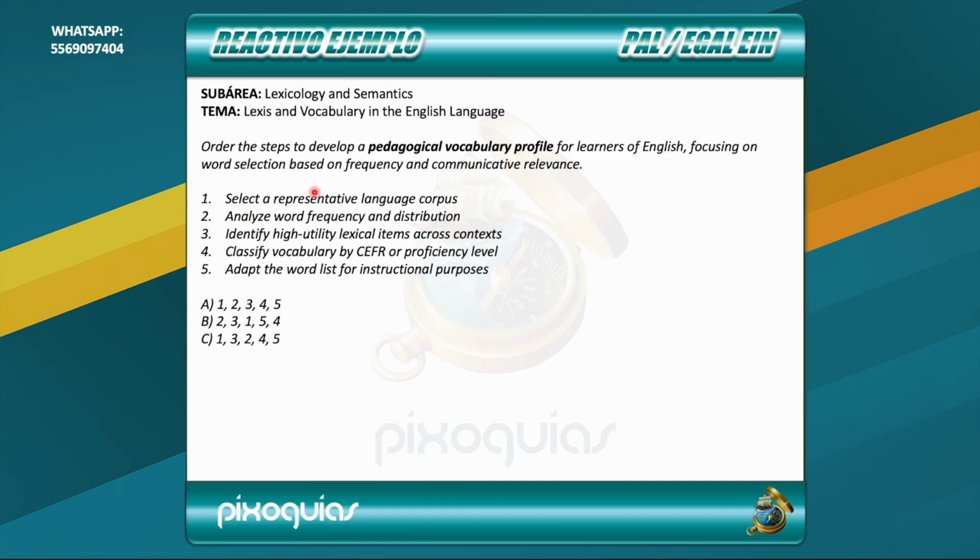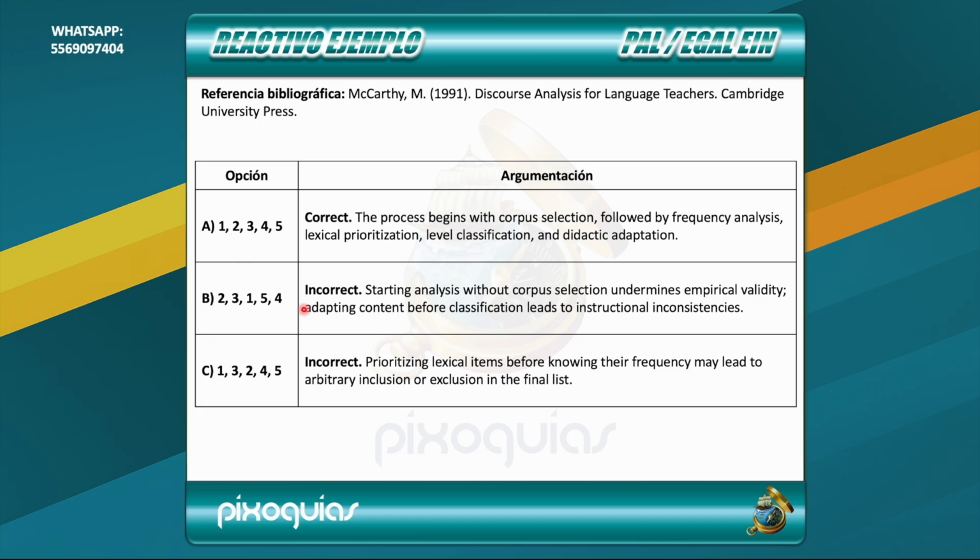1. Select a representative language corpus. 2. Analyze word frequency and distribution. 3. Identify high utility lexical items across contexts. 4. Classify vocabulary by CEFR or proficiency level. And 5. Adapt the word list for instructional purposes. The correct answer is like this.